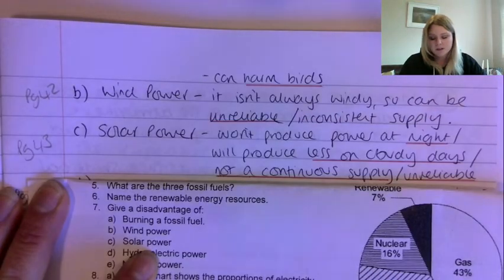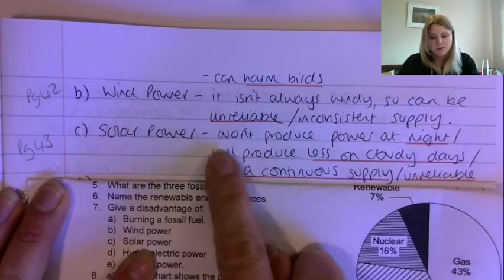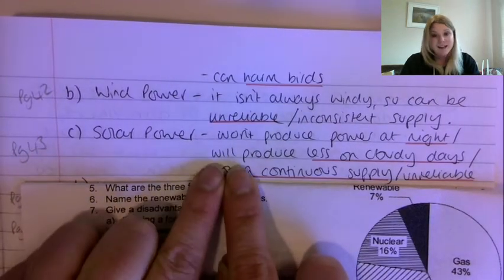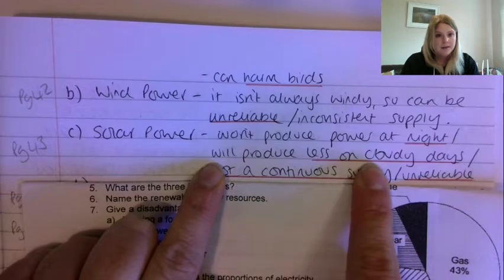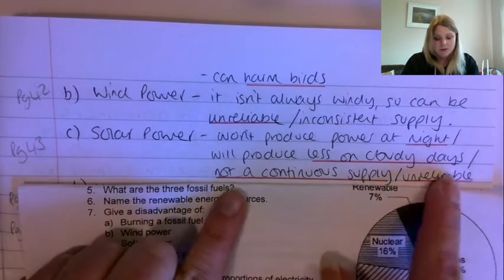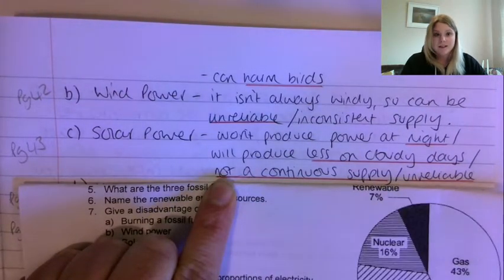C was asking for the disadvantage of solar power, page 43 in your notes. So with solar power, you're not going to get any electricity produced at night time whenever it's dark, and you're going to get less electricity produced on cloudy days. It's not that there's none produced on cloudy days, but there's definitely less. So again, similar to wind, you don't get a continuous supply, or you could say it's unreliable.